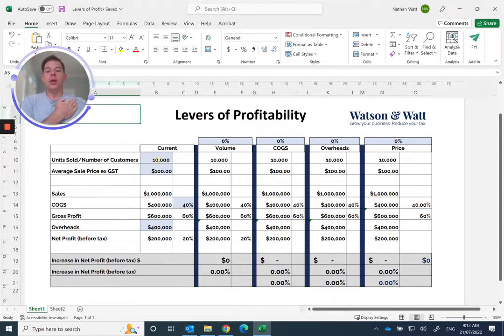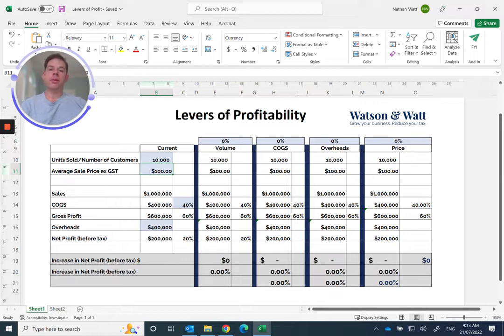So to do this, we just need a bit of information that you will have from your system. In this example, we have 10,000 units sold a year. Now, that could be cups of coffee, it could be t-shirts, could be hammers, could be tax returns, whatever you sell. And the average sale price, excluding GST. All these numbers exclude GST, because you're in business, you need to think of it excluding GST. So that gives us obviously sales of $1 million, cost of goods sold of 40%, overheads of $400,000, net margin of 20% or $200,000. So good stuff. This doesn't include tax, so don't worry about that.